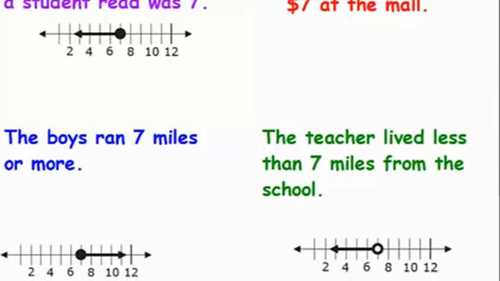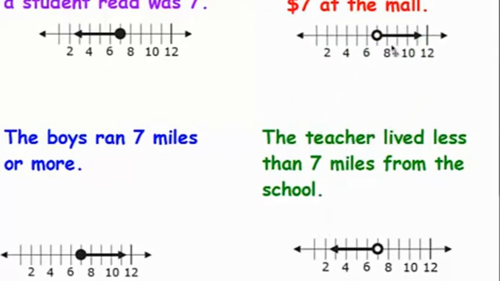Let's go to the red one. Mary spent more than $7 at the mall. Well, I'm going to choose this graph, and I see that it starts at 7, but this dot is empty because Mary didn't spend $7. She spent more than $7 at the mall.